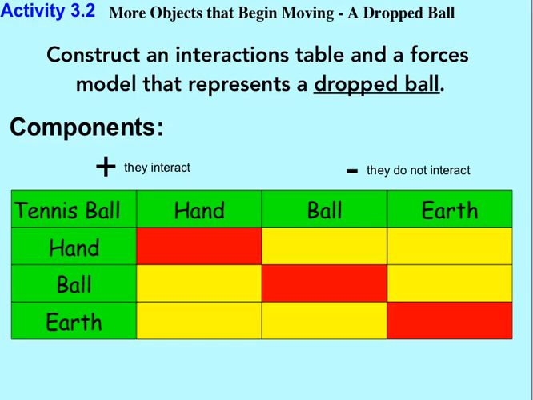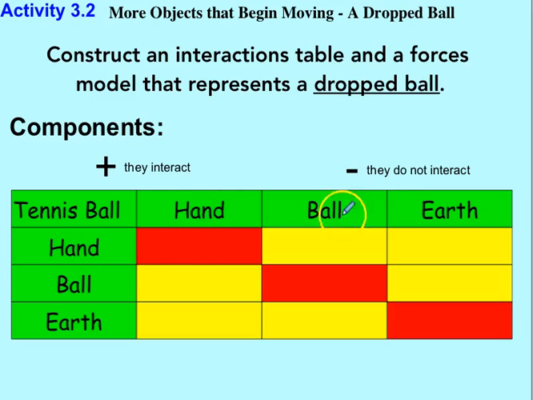If we were to create this interaction table, remember, all we're doing is going through here and filling out a plus if they interact or a minus sign if they do not interact. So let's fill one out together. Construct an interaction table on a force model that represents a drop ball. Let's say this represents a ball that's about to be dropped. It hasn't been dropped yet. The reason I know that is there's a hand. Once it's been dropped, you probably don't need the hand in it at all.